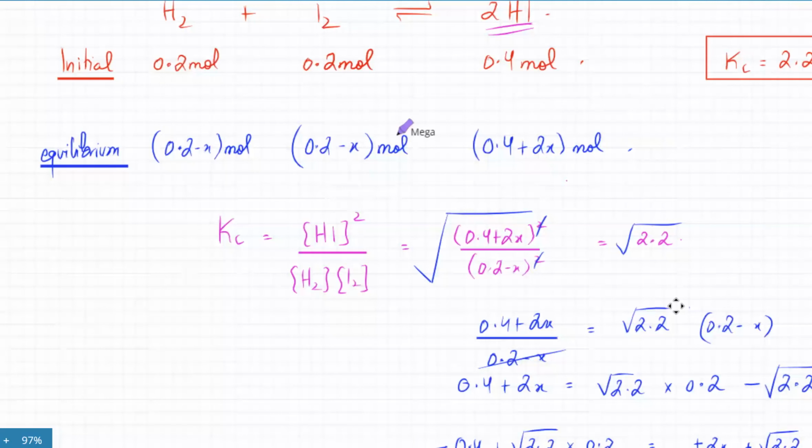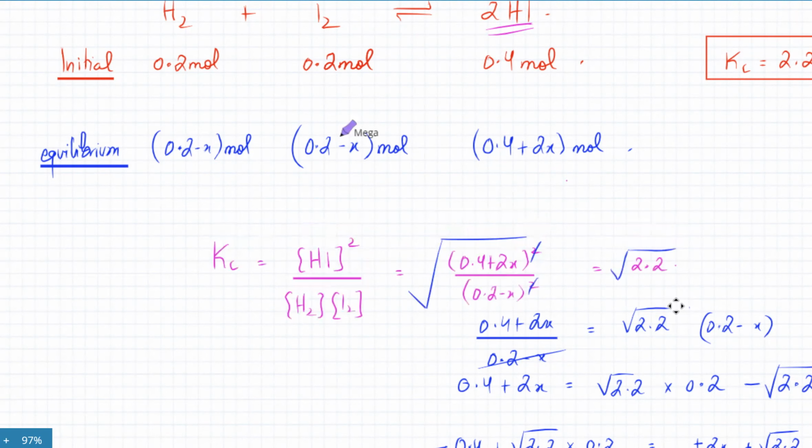So now I have my equilibrium moles. So how did I figure out that minus 1.34 is the wrong value? The way I figure this out is if I place minus 1.34 over here, it's 0.4 plus 2 into minus 1.34.